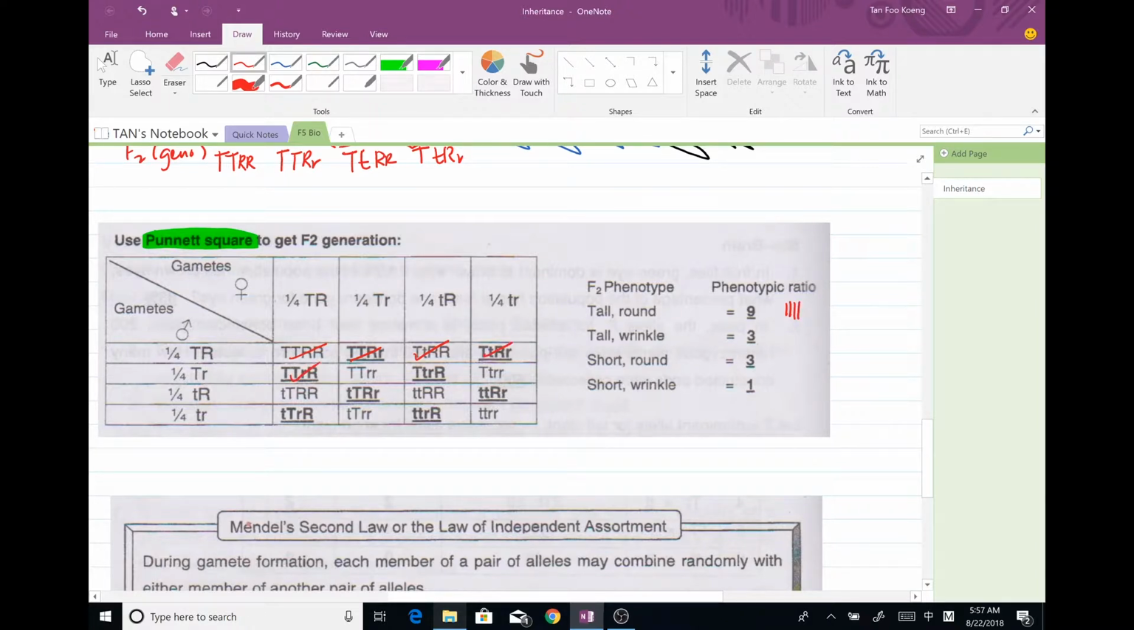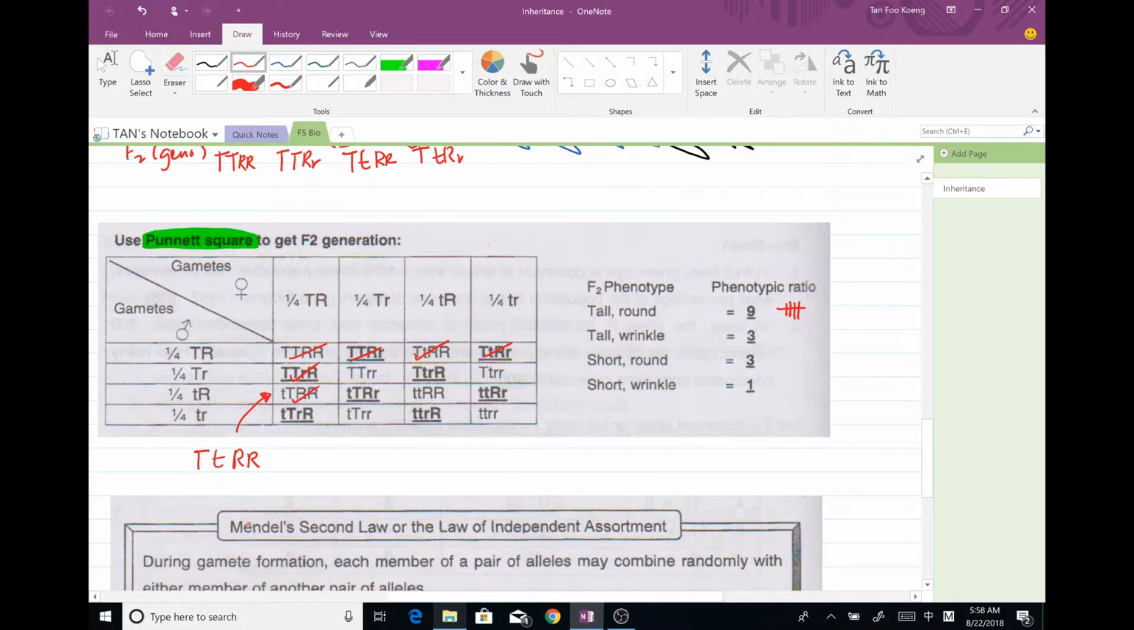Let's check this. This is also tall and round. This is tall and round. Now, please pay attention to this. This is not a conventional way of writing phenotype. Remember, we always write the dominant allele before the recessive allele. So we should write it this way.